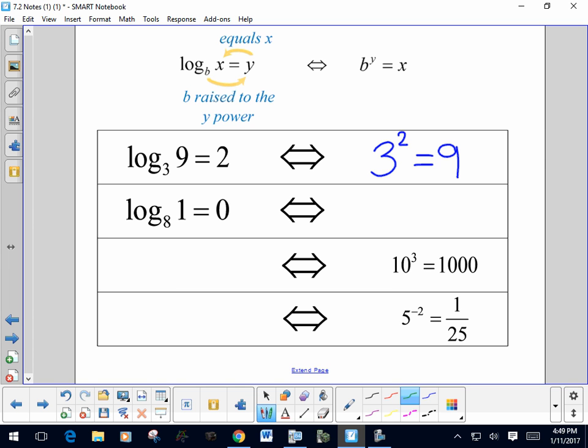Log base 8 of 1 equals 0. I could write that as an exponential. It would be base 8. 8 to the, and I just need to switch these two, 8 to the 0 power equals 1.